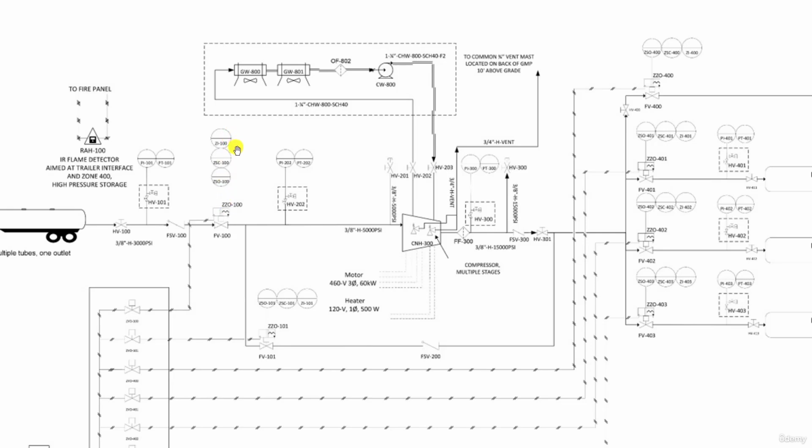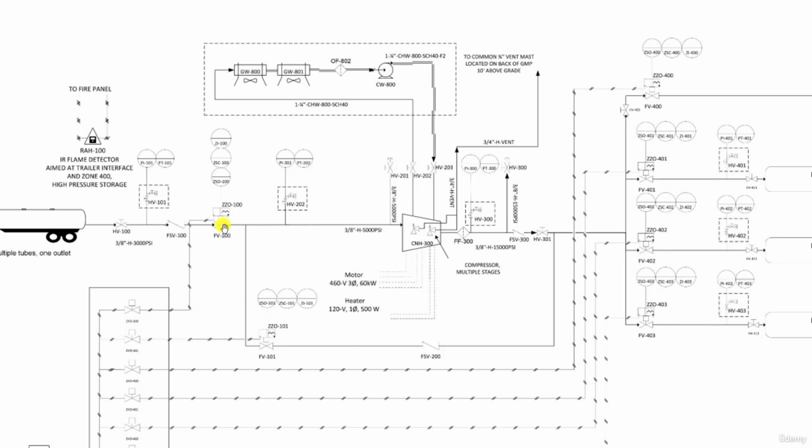Now note here the presence of limit switches or position indicators ZSO100, ZSC100, and ZI100. Recall, limit switches are used on valves to indicate the actual position of the valve. ZSO tags the open position of the valve, ZSC the closed position, so O for open and C for closed.